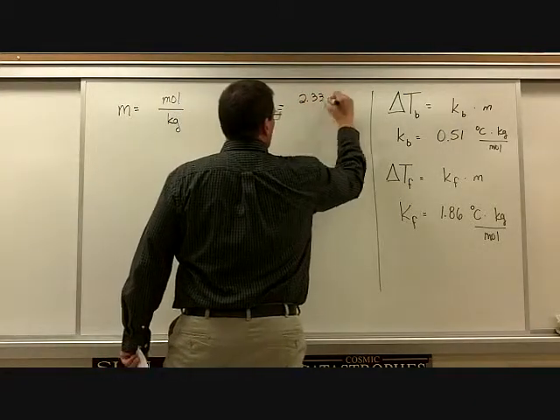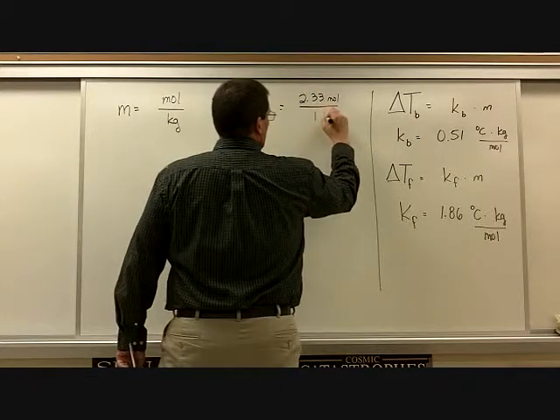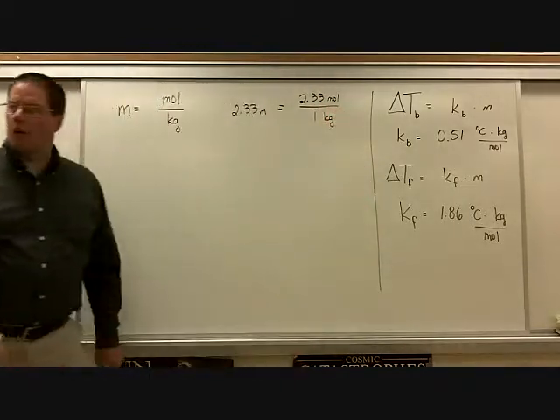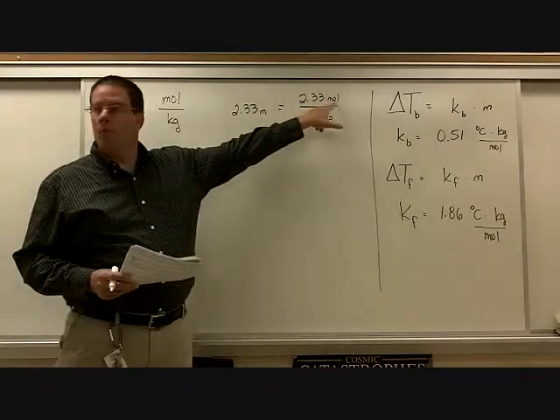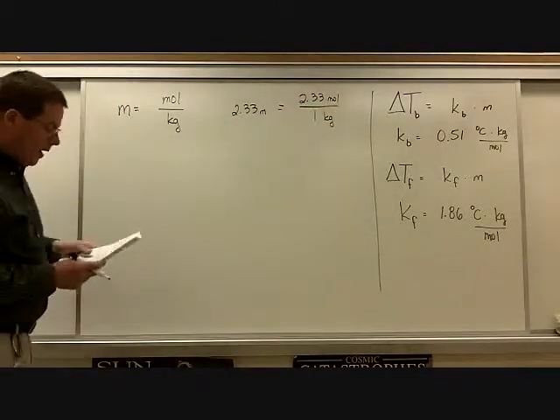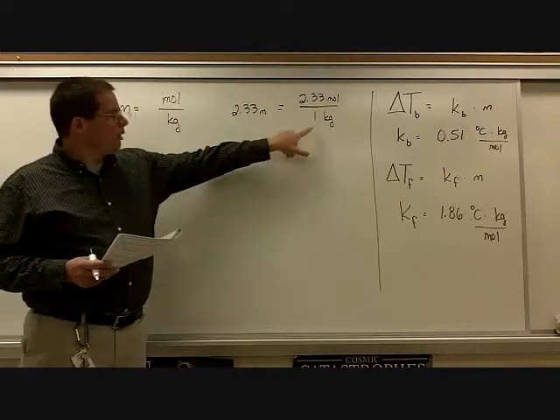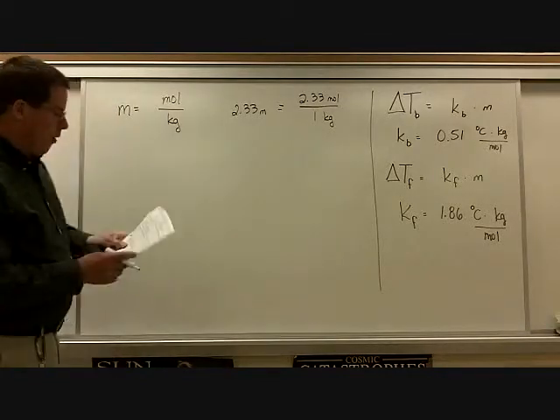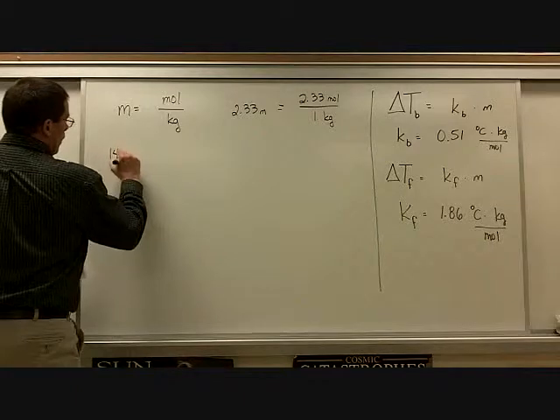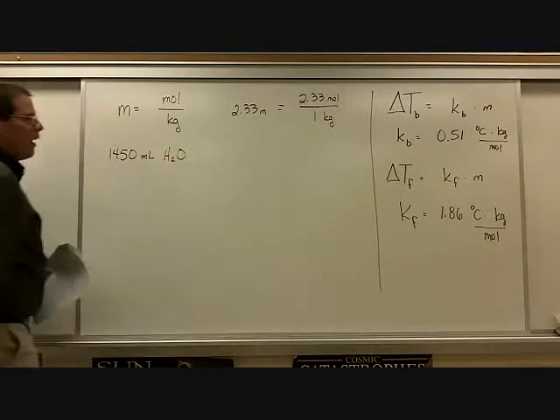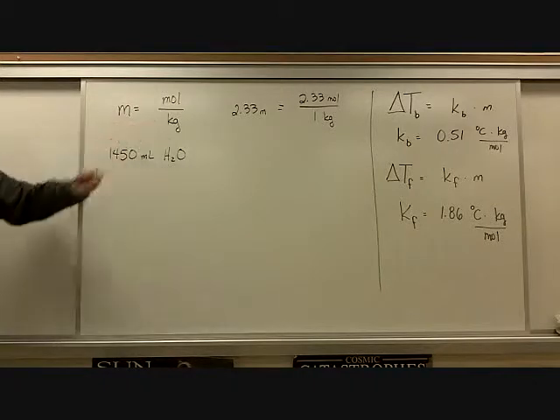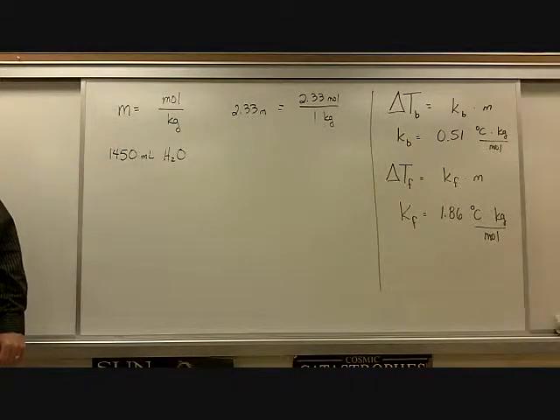2.33 moles of a 1 kilogram solution. Okay, so again, just like with molarity, keep the number with the unit mole. All right. Well, we don't have 1 kilogram of solution. We actually have 1,450 milliliters of water. So how in the world can we get that converted to kilograms? Okay. How do you do that?